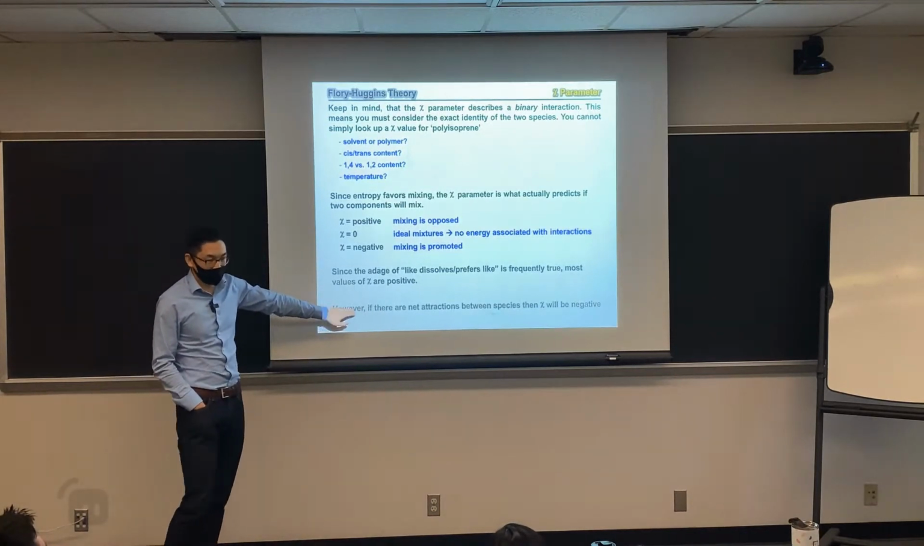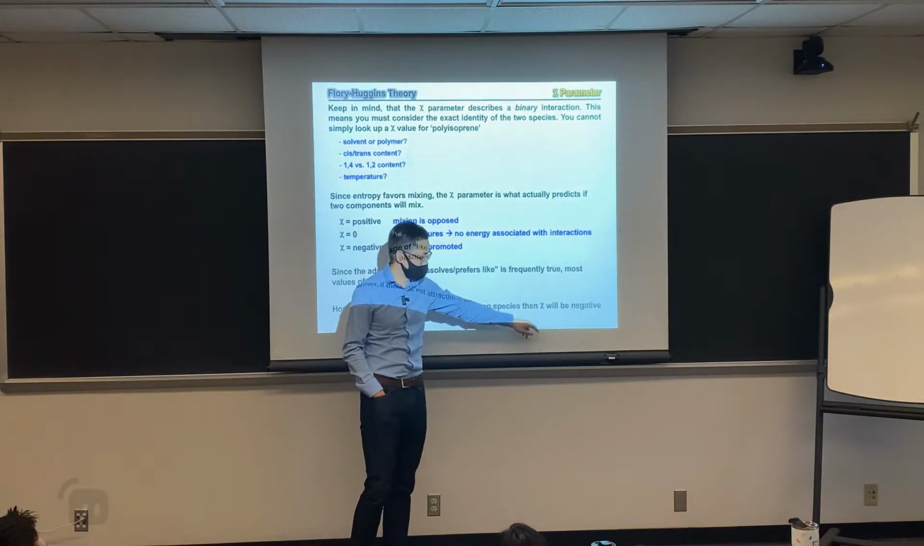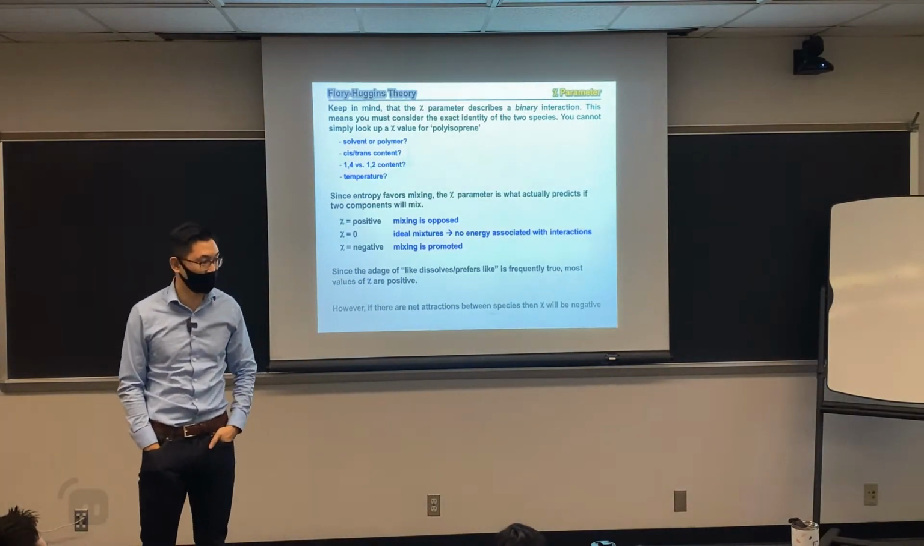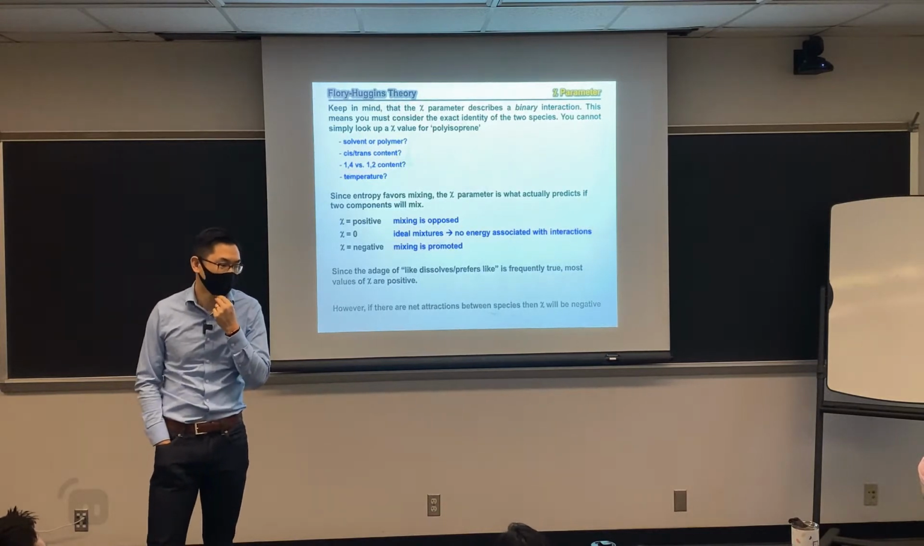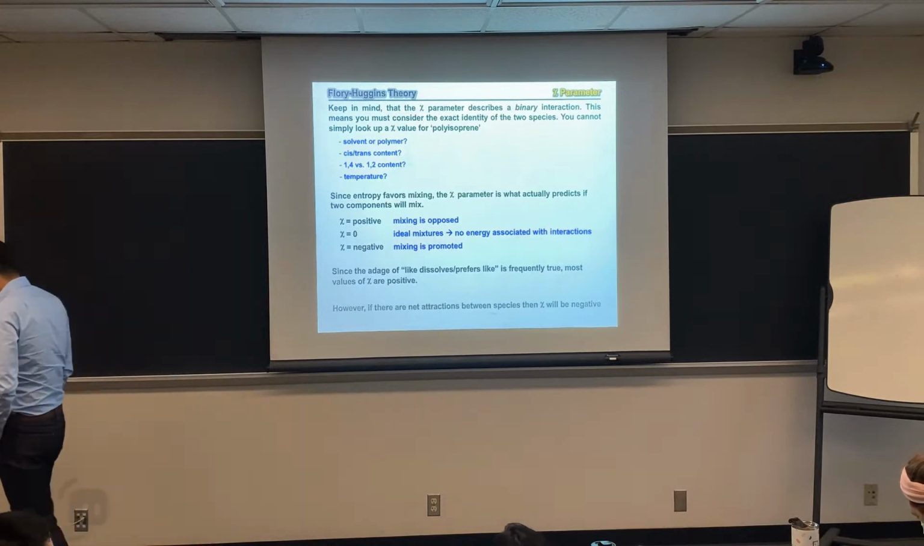There are a few exceptions: if there is a lot of interaction between species, then chi will be negative. This applies to non-covalent interactions in your material. It will promote mixing, such as hydrogen bonding within your molecules, etc., etc.